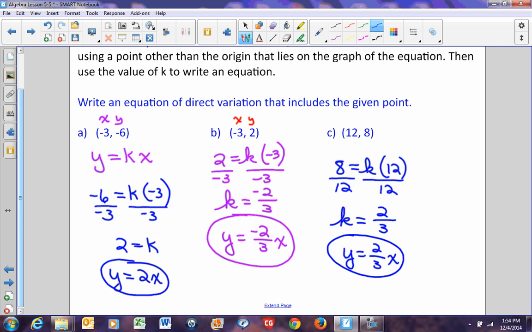And you are finished. So you can now write a direct variation equation if you only know one point on which the equation lies.